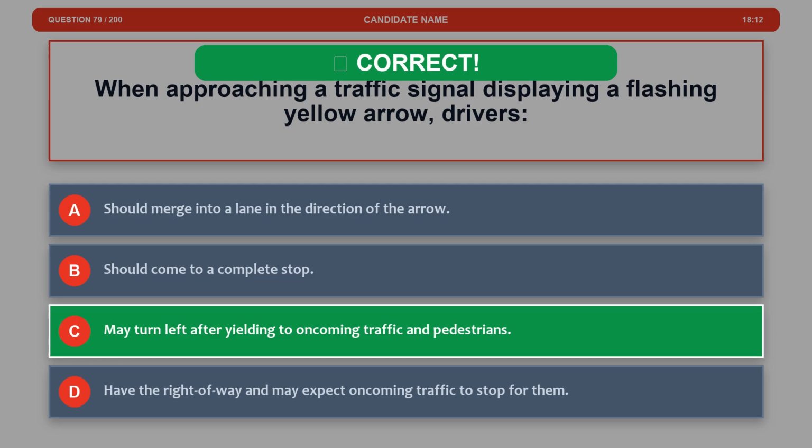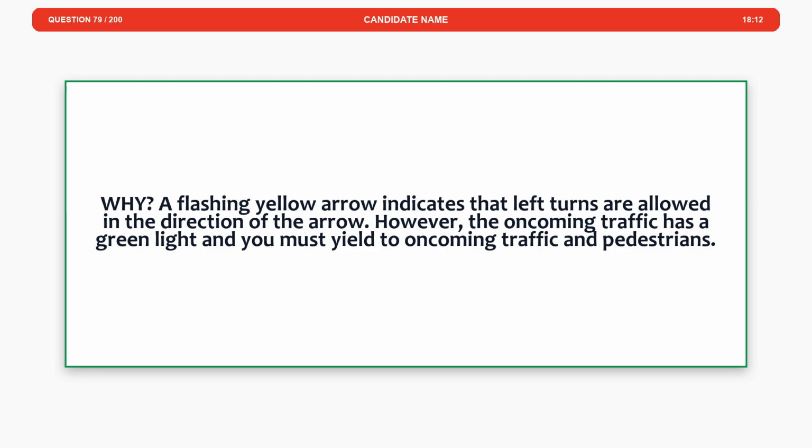The correct answer is option C, may turn left after yielding to oncoming traffic and pedestrians. Explanation: a flashing yellow arrow indicates that left turns are allowed in the direction of the arrow. However, the oncoming traffic has a green light and you must yield to oncoming traffic and pedestrians.